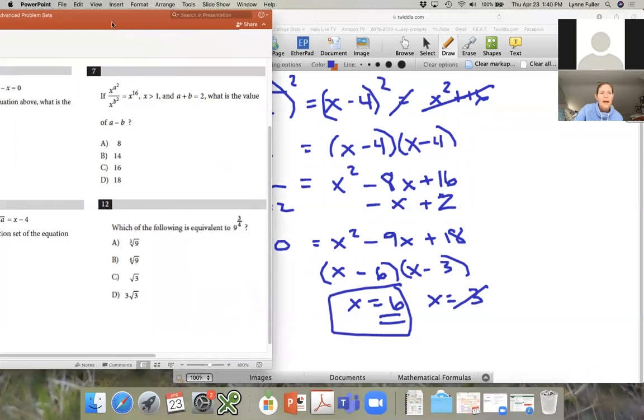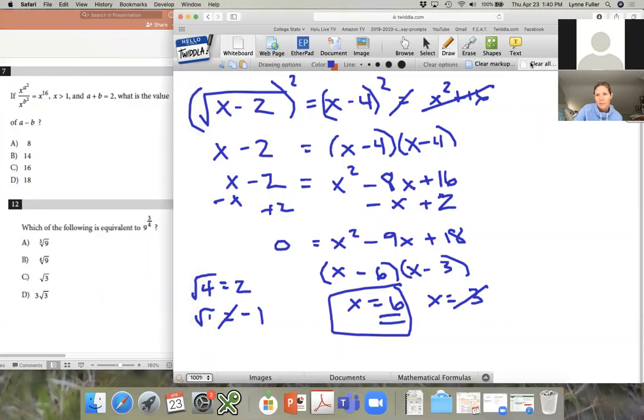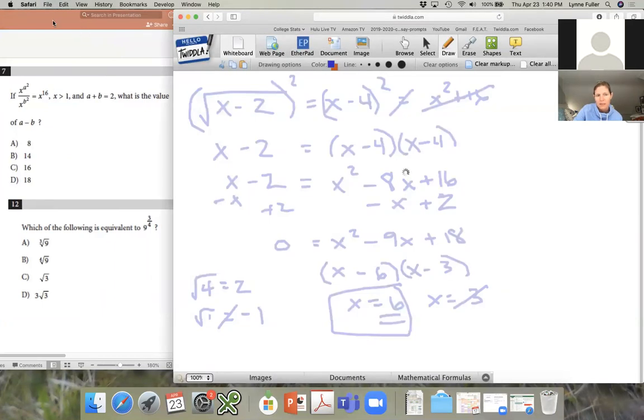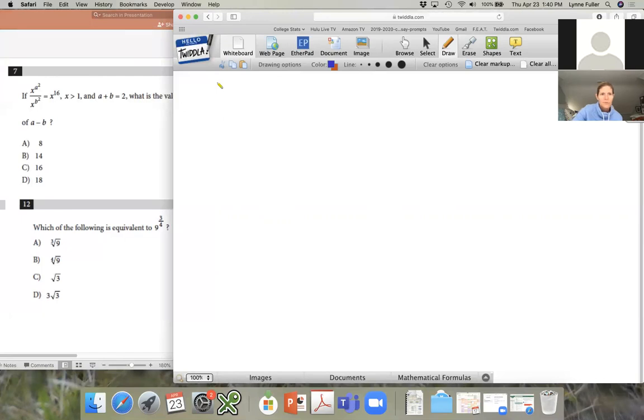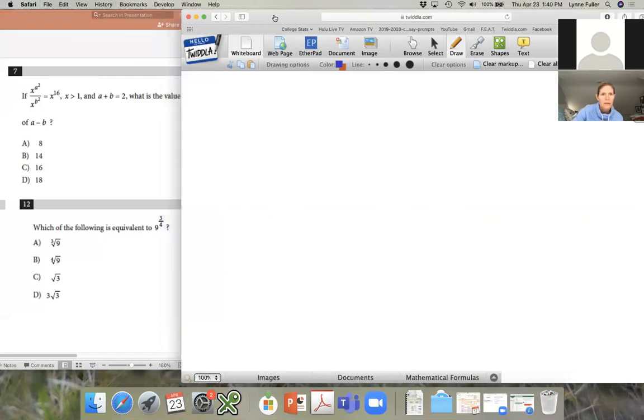Okay, so now we're going to move into exponent rules. So we're sort of toggling back and forth between these concepts of exponents and radical equations. Okay, so we have x^a squared all over x^b squared equals x to the 16th. And they're saying that x is greater than 0, so we're dealing with all positive values here. And then they're telling you that a plus b is 2. We'll get to that in a second.